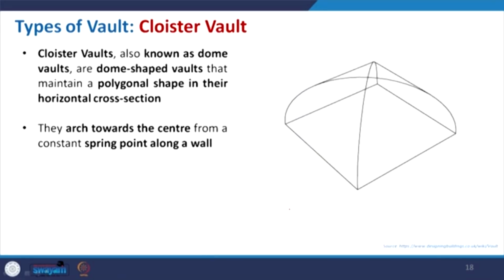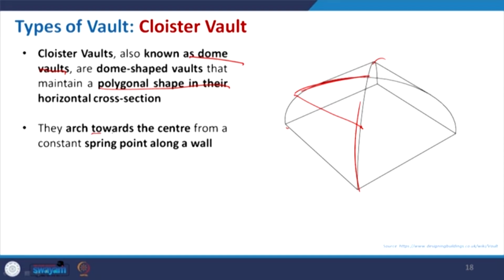Now, come to the cloister vault. It is also known as the dome vault. It is basically dome shaped, and different polygonal shapes are created, that I have drawn there. So, this is one arch and this is one arch, and this is how they are connected. This particular portion is a little bit flat, and then when you go up it will be even flatter.